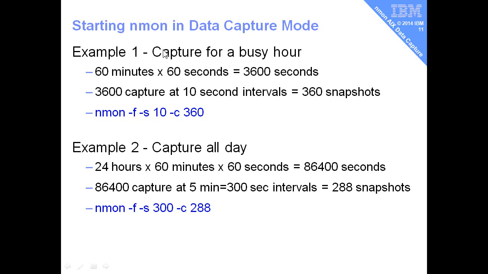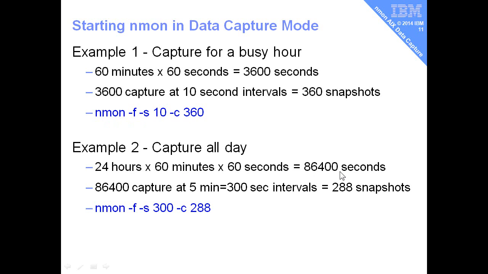Here are two examples. If you want to capture for a busy hour, then we have 60 minutes and 60 seconds, so this is the length of time we're going to run the data capture for. If we say we want 10-second intervals, then that will give us 360 snapshots. That's a good set of numbers. So all you do is type in nmon -f -s 10 -c 360. Off you go. If, however, a lot of people like doing all-day captures, then it's 24 hours times 60 minutes times 60 seconds.